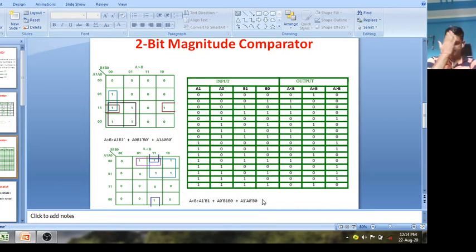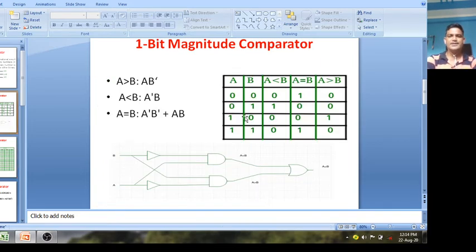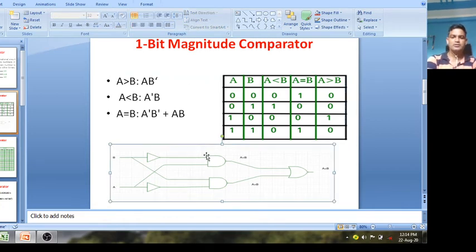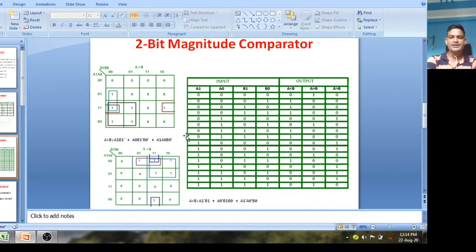How will you remember a less than b? You can see, in a less than b, a dash is coming, meaning the complement is coming in a, not in b. So where there is a1 and a0, just put the complement: a1 dash and a0 dash. In this way you can remember a less than b.